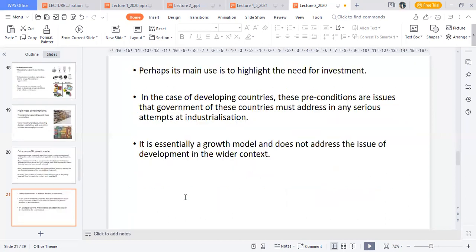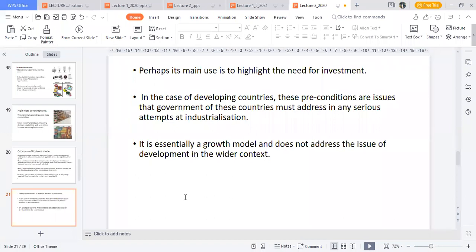Okay. For us, its main use is to highlight the need for investment. So his idea that you need to set some conditions, you need to start, is basically to increase savings, not really to become industrialized. In the case of developing countries, these preconditions are issues that governments of these countries must address in any serious attempt at industrialization. Last one.